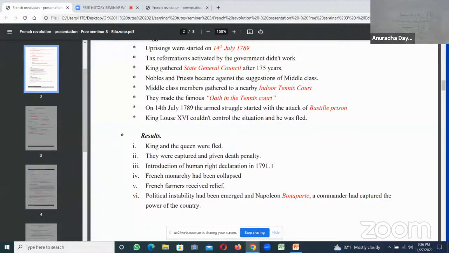So they declared human rights, which means every person who was born free must have equal rights. And French farmers received relief. The French monarchy had already collapsed, political instability had emerged, and Napoleon Bonaparte, a commander, captured the power of the country. So once again an autocratic ruler captured power, because sometimes too much democracy cannot be enjoyed by people, and then it becomes a bad situation, right?